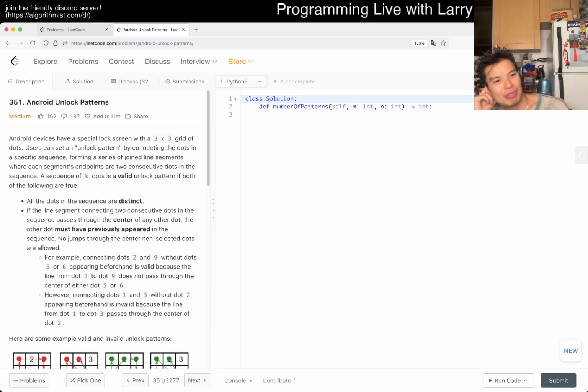So we have 351 Android unlock patterns, and as you can see, I have not done this problem yet, so I'm excited. Let's see. Android devices have a special lock screen, a 3 by 3 grid of dots. They could set an unlock pattern.